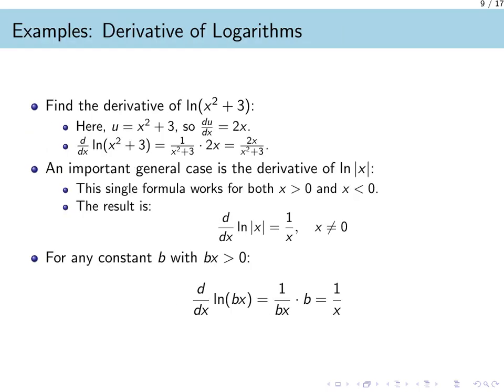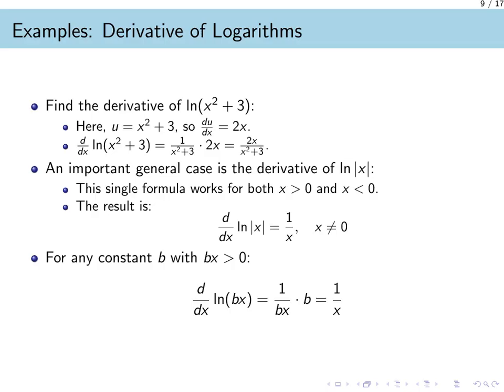Let us see how our chain rule for logarithms works with a few key examples, which reveal some useful and sometimes surprising patterns. First, consider the natural log of the quantity x squared plus 3. Here, our inner function u is x squared plus 3, and its derivative is 2x. Applying the rule, we get 1 over u times the derivative of u, which results in the fraction 2x over the quantity x squared plus 3.